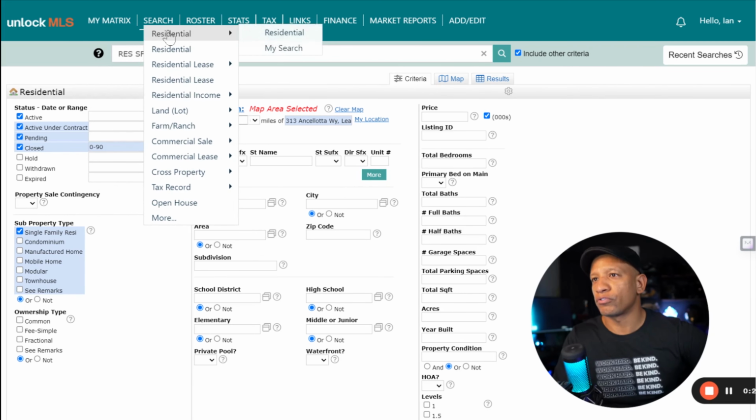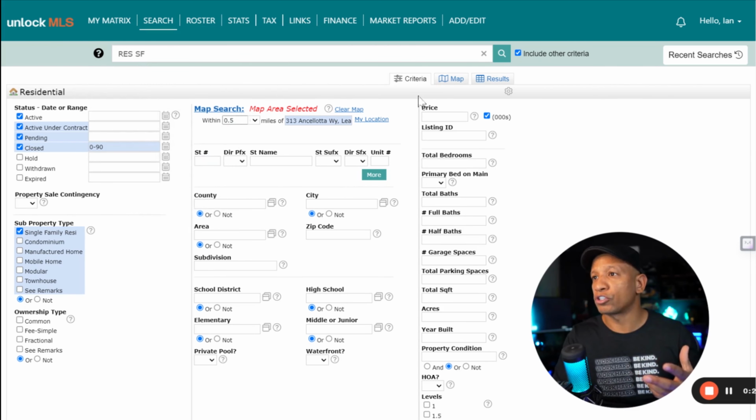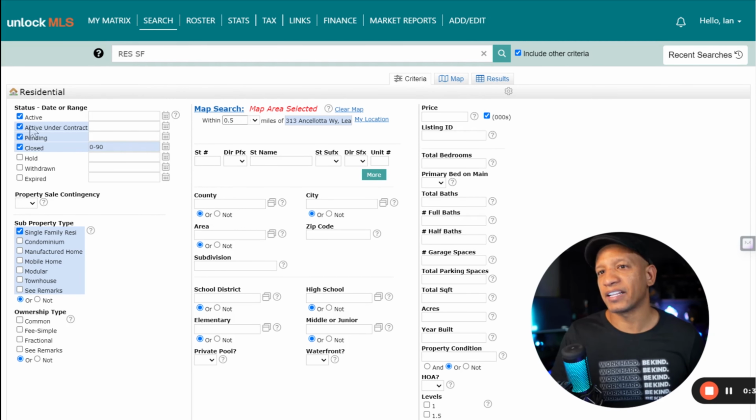So this is the Austin MLS, right? And I just went to search residential. It pulls up the search criteria. You see these three tabs: criteria, map, and results. Once I pulled this up, I want to include active, under contract, pending, and closed. I have closed within 90 days. I'm probably going to drop that to 60 days.